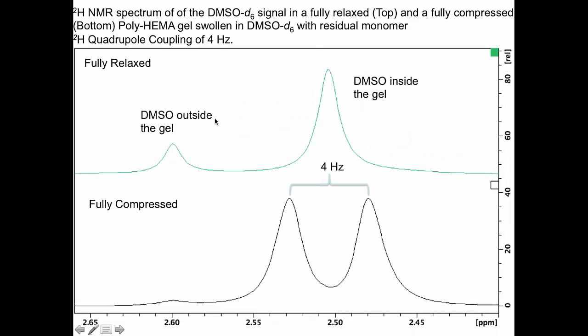and this is the gel. This is the deuterium NMR spectrum of the gel, and this is relaxed. And then when you fully compress, and this is a really good gel, this is 0.3% cross-link density, you can see that the isotropic signal almost disappears. So there is a lot of room to play here.